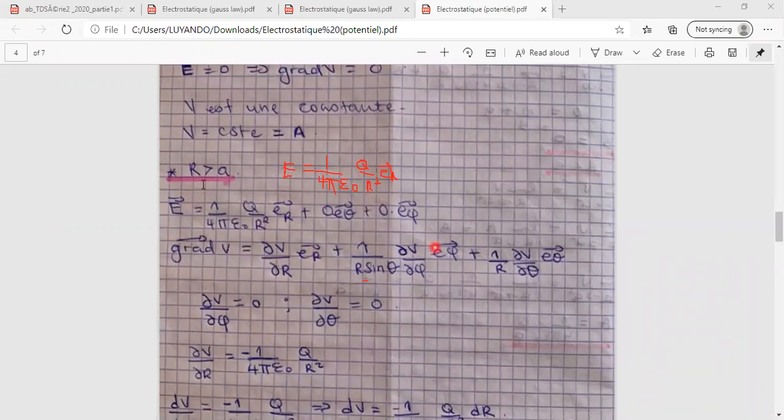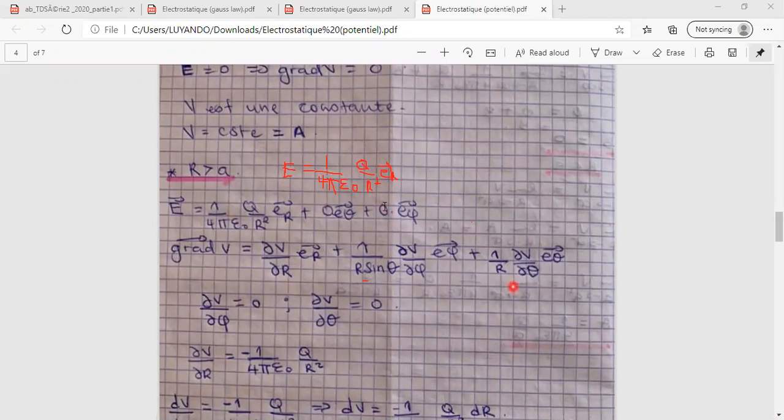And then my field is in the direction e_r, meaning where there's e_r, this is what we have. I do not have anything in the direction e_theta, and I do not have anything in the direction e_phi. So the field is equal to 1 over 4 pi epsilon 0, q over r squared e_r, plus 0 e_theta, plus 0 e_phi.